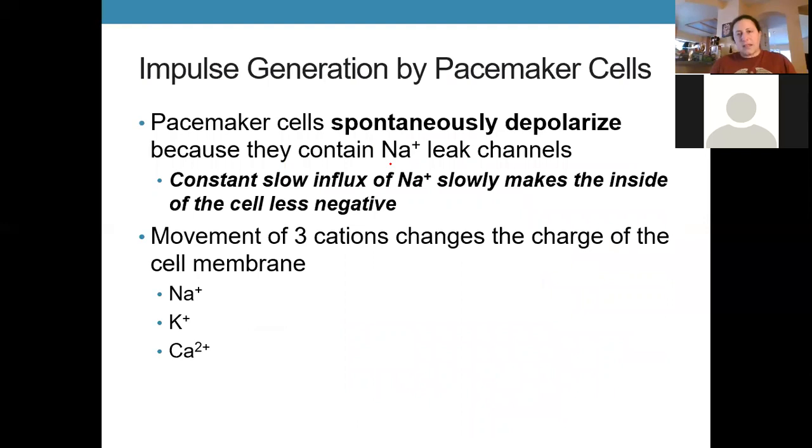So the details of how these pacemaker cells actually spontaneously depolarize. They do it because they have sodium leak channels. So that's weird and different. Other cells don't typically have that. And remember that when sodium enters a cell, it makes it less negative and a little more positive. And so as the sodium is leaking in, we're slowly making the cell less negative until it reaches threshold. Once it reaches threshold, it's going to have an action potential.